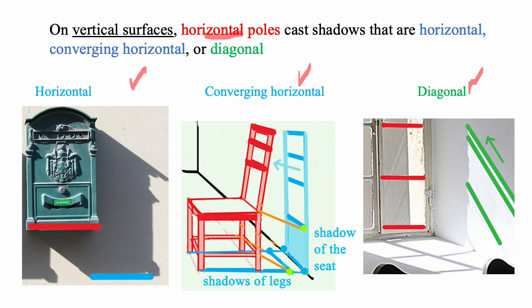So here is a horizontal pole creating the horizontal shadow. In the second case, we have horizontal converging poles that create horizontal converging shadows. And in this final one, we have a pole that's perpendicular to the wall creating diagonal shadows, and we'll get into this a great deal more.